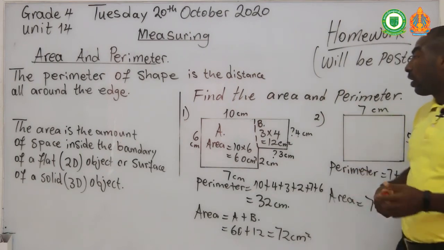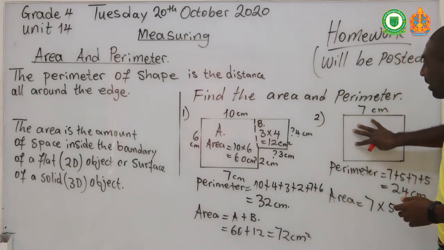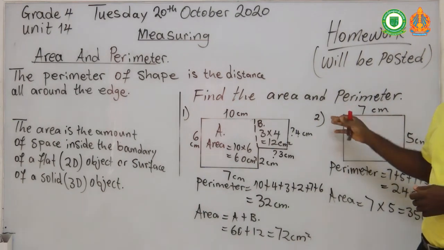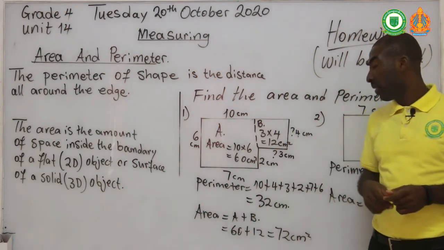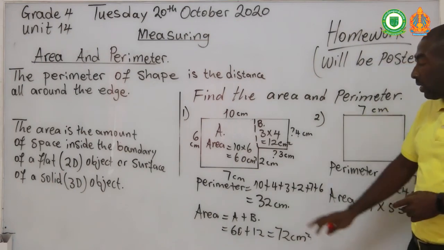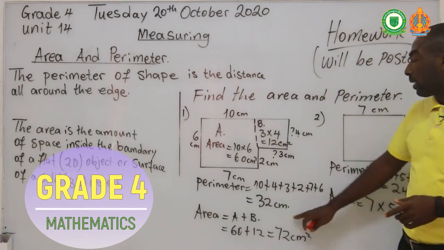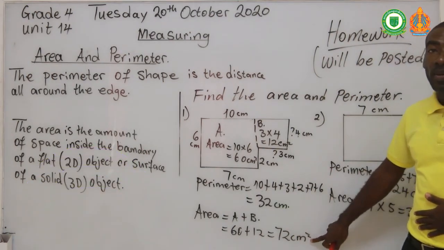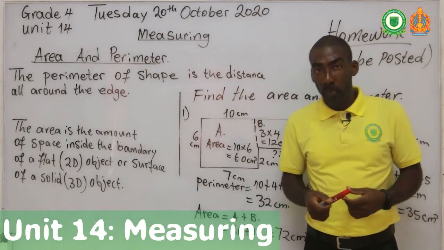The usual way of finding an area for a flat 2D surface is multiplying your length times your breadth, and then you get your answer. It is measured in square centimeters or square meters. So whenever you are working with your unit, you don't forget to put your square units there. That makes your answer more complete.